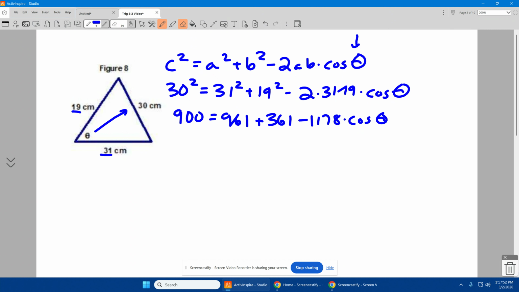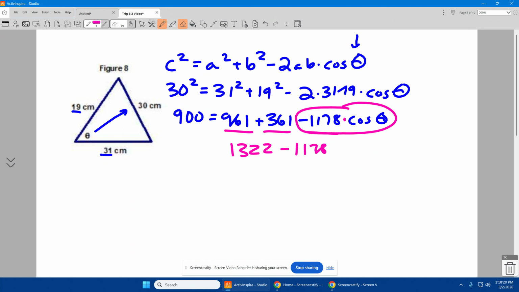So then we have to put all this together, right? So we have to be careful. The mistake that sometimes is made is you try to do this plus this minus this. You can't do that. This is locked in. It's being multiplied by the cosine. So you cannot put the 961, 361, and the 1178 together. You put 961 and 361 together, which is 1322. You can put those together, but you can't subtract.